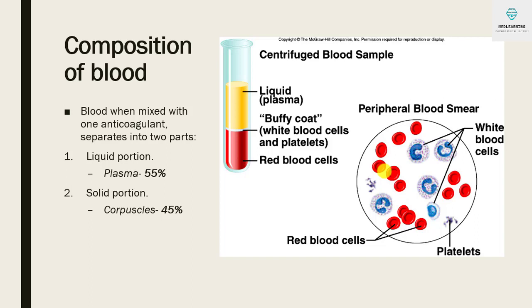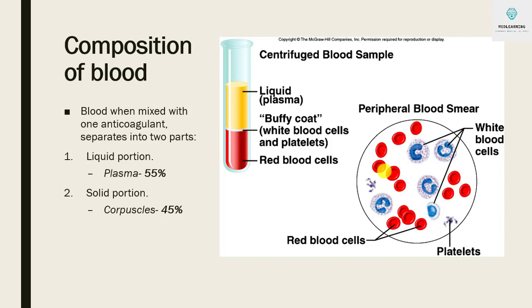The liquid portion is also called plasma, and the solid portion is called corpuscles. Corpuscles are like little grains or little pieces of material in literal terms, but in our medical terms we call them the solid portion of the blood. So these are our red blood cells, these are our white blood cells.